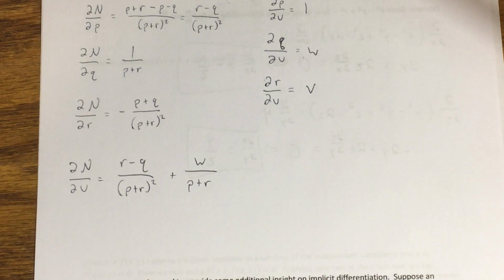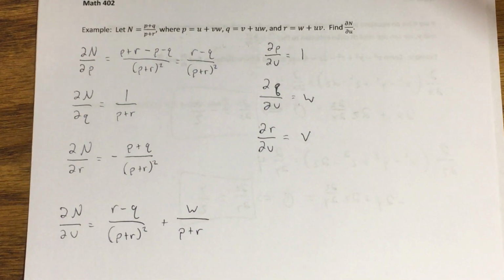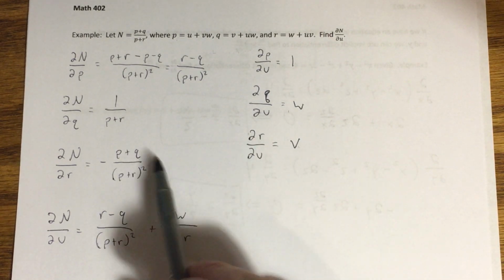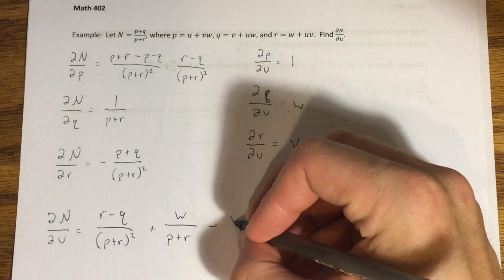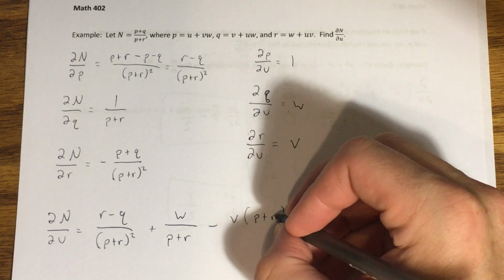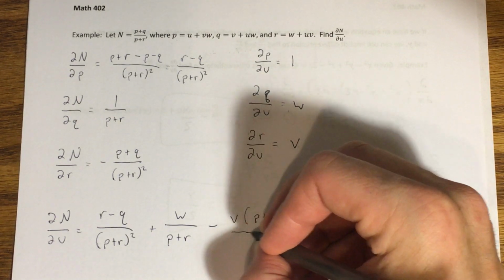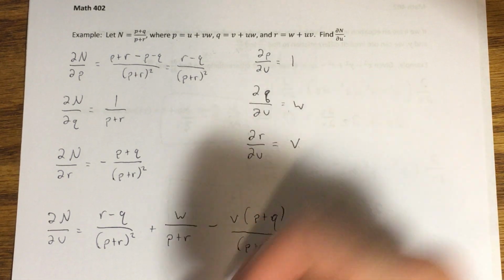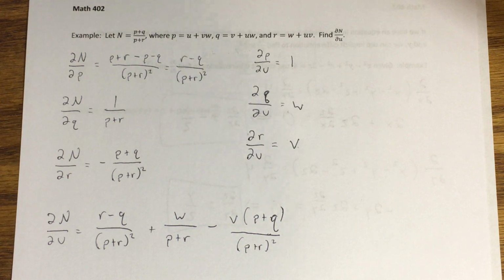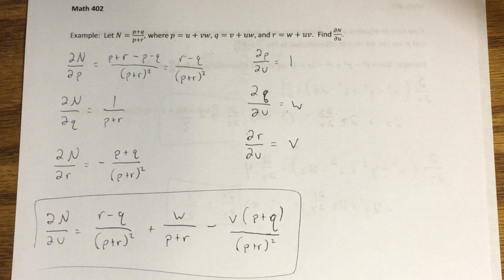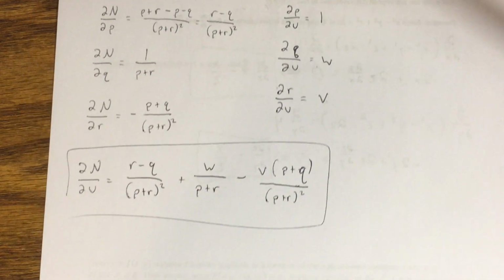Oh, I just realized I'm off the screen. I feel like I do that a lot. And then I have to multiply these two guys, which is going to be minus v times p plus q, that's a q there, all over p plus r squared. And yeah, there's simplifying that we could do. We can combine stuff, but I'm not concerned with the algebra that follows from this. I would just call it a day at that point.